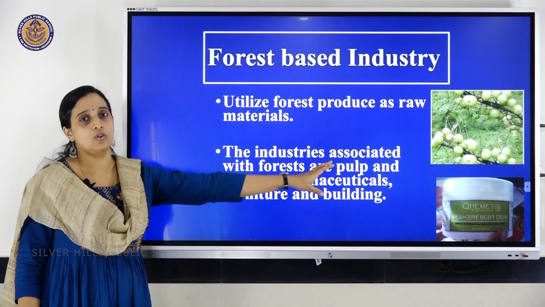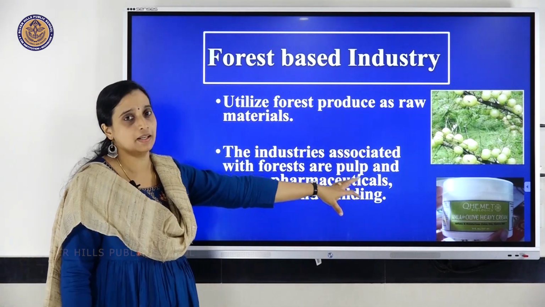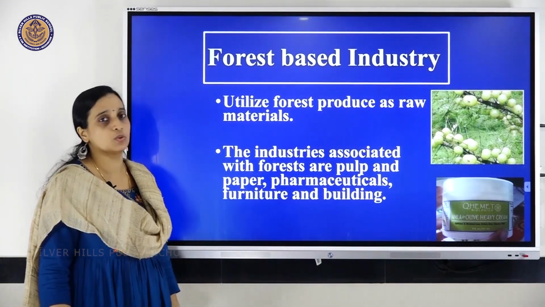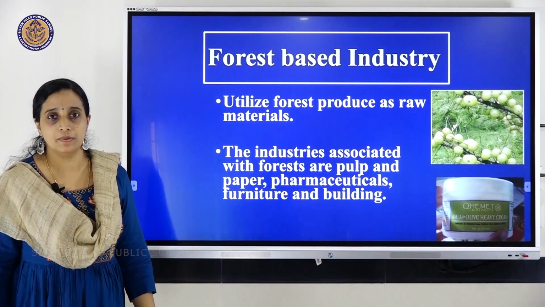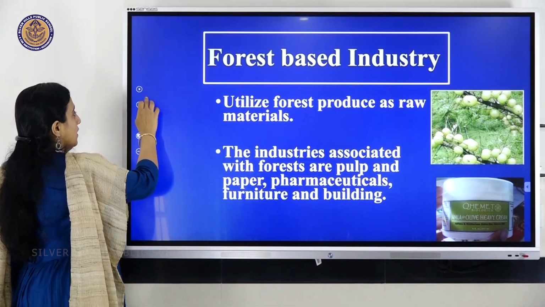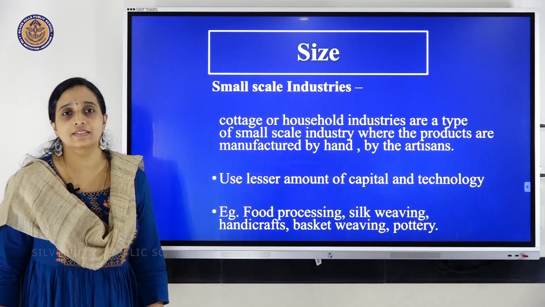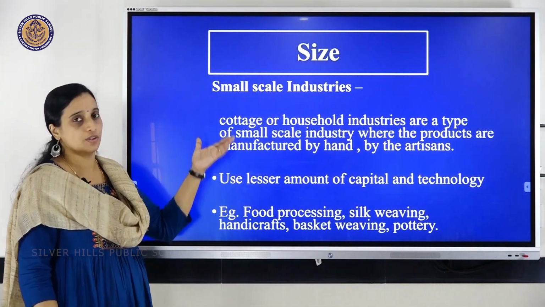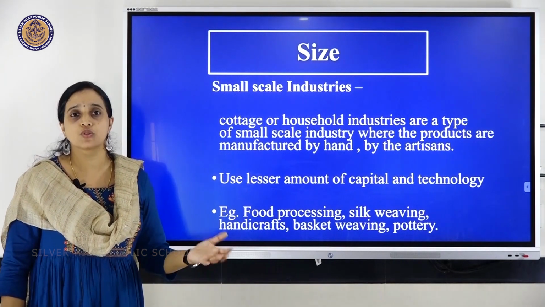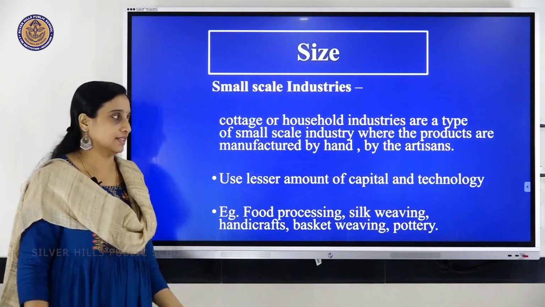Here we can see how amla, a forest based raw material, is being used for pharmaceutical purposes. The next one we have is size. On the basis of size, how the industries are being divided. We already said it is being divided into small scale industry and large scale industry.